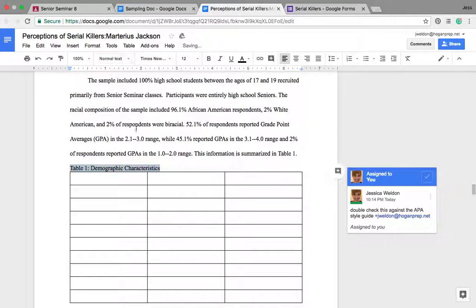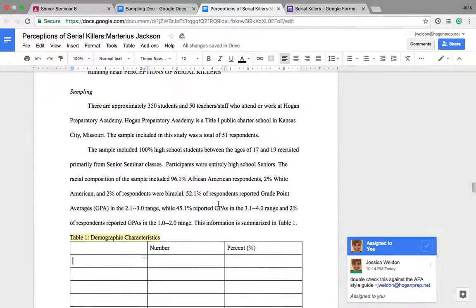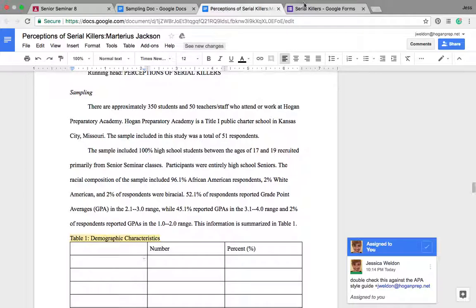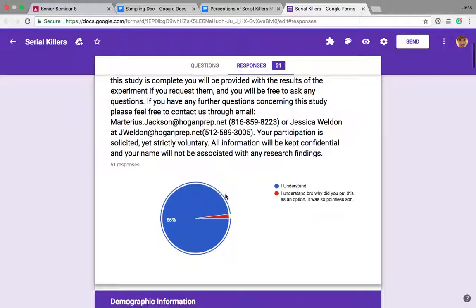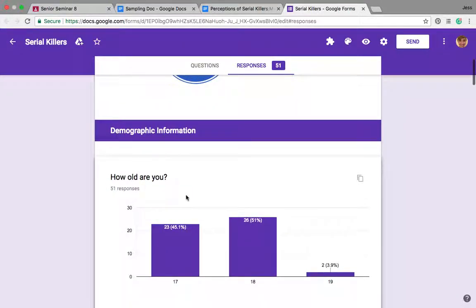Alright, sorry, I digress. So next, what you want to do, you're going to leave this first little box blank and then hit tab. In this box, the second box, just type the word number, and then in the third one, type the word percent, and then in a parentheses, put a little percent. Then click tab again. I am just going to suggest you go in the order that the demographic characteristics are reported on your survey. So the first one is age.